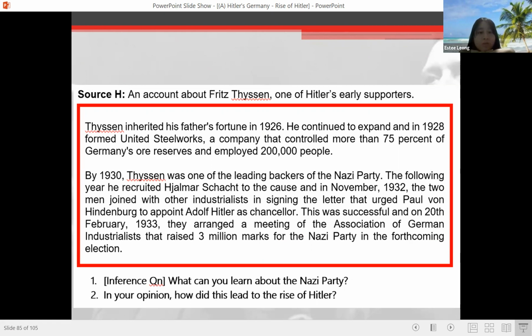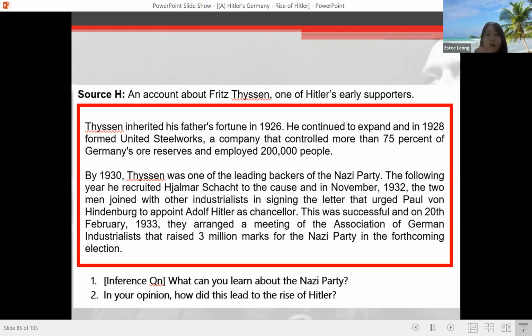So this source is about Fritz Thyssen. Okay, so this is just one guy who's one of Hitler's early supporters. So who is this Thyssen guy? He inherited his father's fortune. He formed United Steel Works, a company that controlled more than 75% of Germany's ore reserves, which refers to natural resources, and employed 200,000 people. So this guy has a lot of influence over Germany's economy, and he becomes one of the leading backers of the Nazi Party.